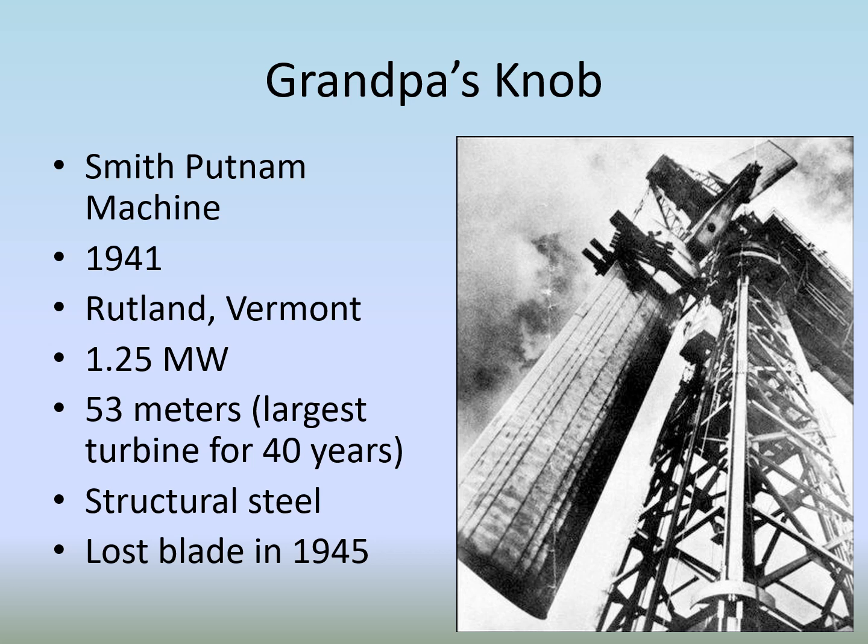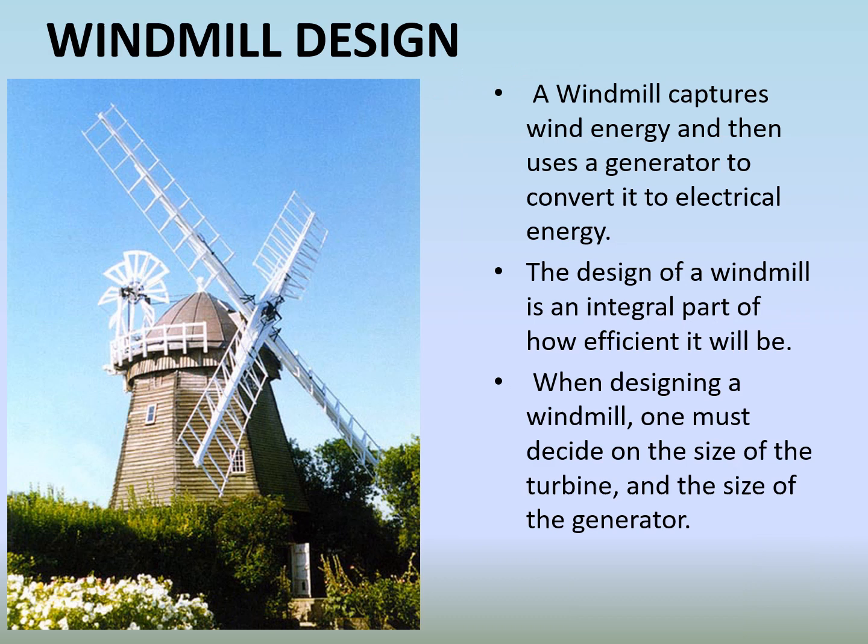Grandpa's Knob. First point, Smith-Putnam machine. Second, 1941. Third, Rutland, Vermont. Fourth, 1.25 megawatt. Fifth, 53 meters, largest turbine for 40 years. Sixth, structural steel. Seventh, lost a blade in 1945. These are all features of Grandpa's Knob.